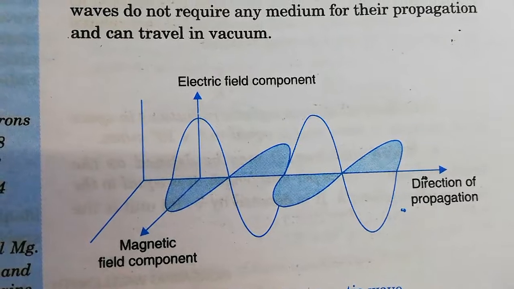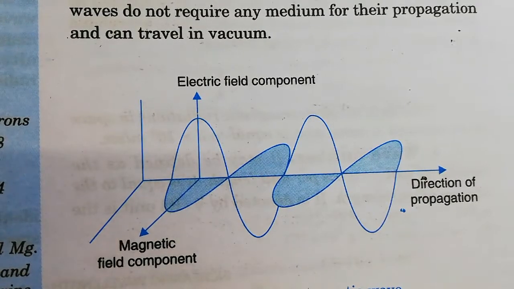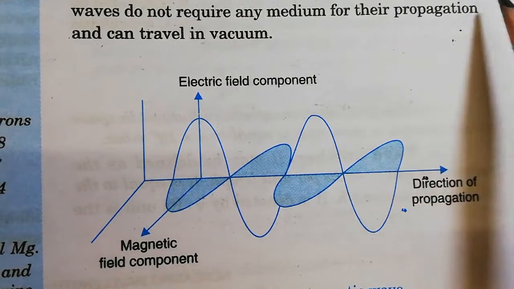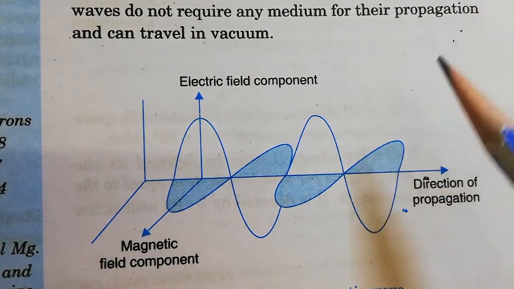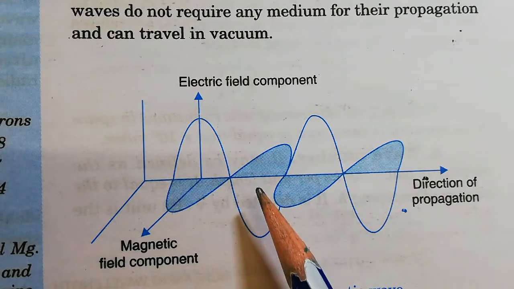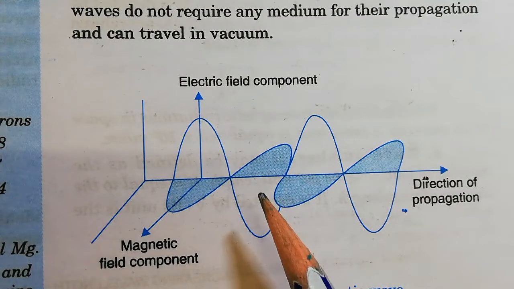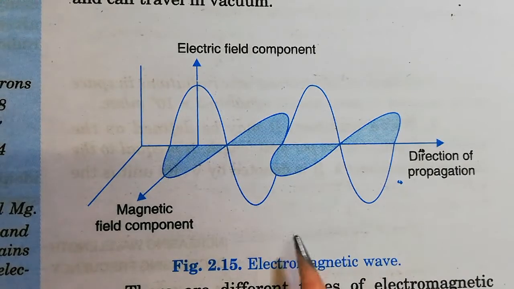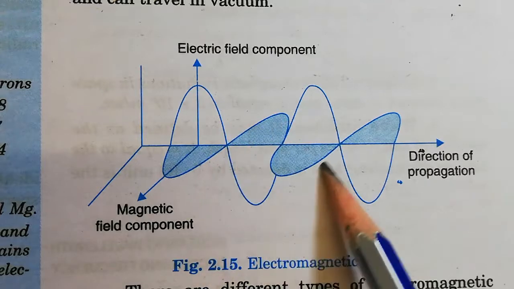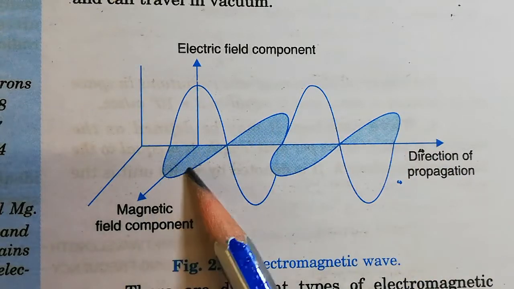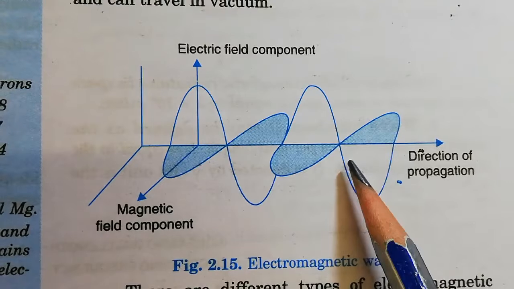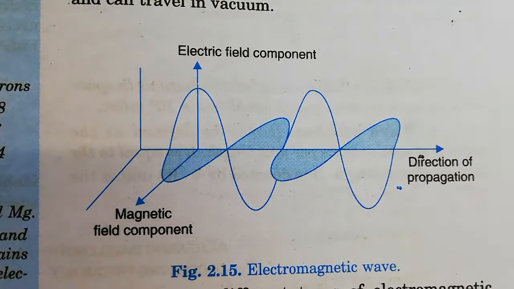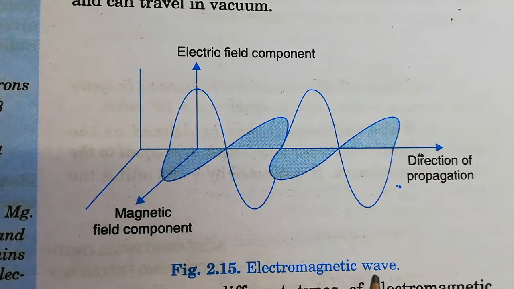So the theory given by Maxwell has been shown here. The electromagnetic wave has been shown here, with the two fields, one electric field and one magnetic field, perpendicular to each other and also to the direction of propagation. As shown in the figure, in the plane of the paper the magnetic field has been shown, and perpendicular to the paper, the electric field has been shown. So that is the combined effect of an electromagnetic wave.